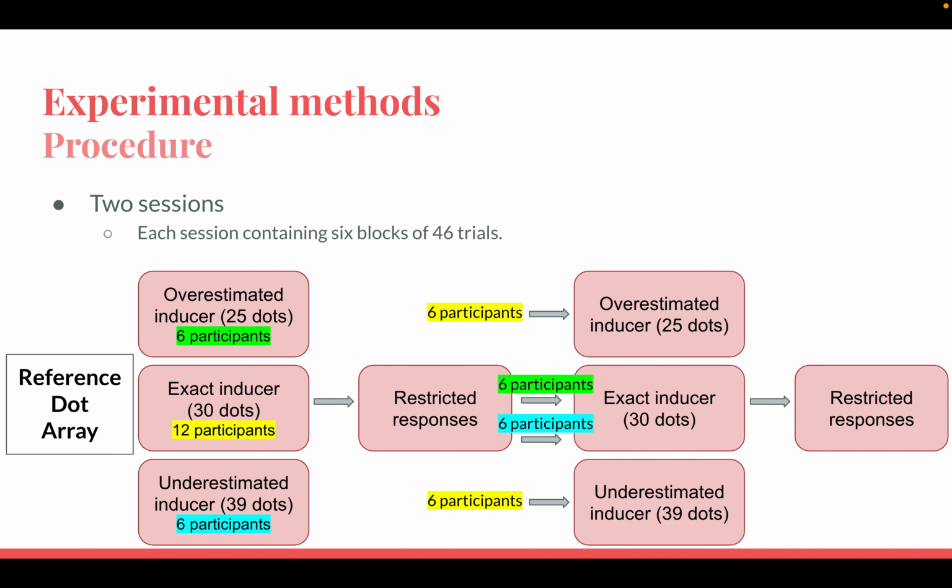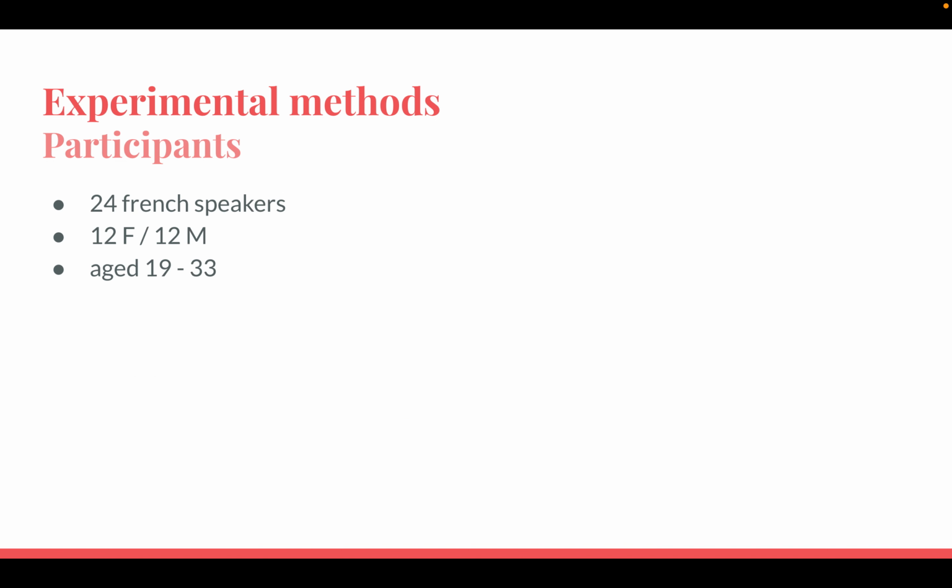Among the participants who had seen exact inducers, half were assigned to the overestimated inducer condition, and the other half to the underestimated inducer condition. Thus, for half of the participants, the inducer presented in the second session was larger than in the first session, and for the other half, it was smaller. Gender was balanced in all conditions. The participants in the second experiment consisted of 24 French speakers, 12 females and 12 males, aged from 19 to 33.